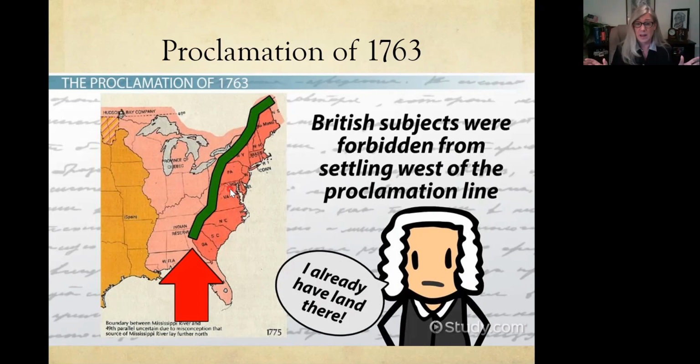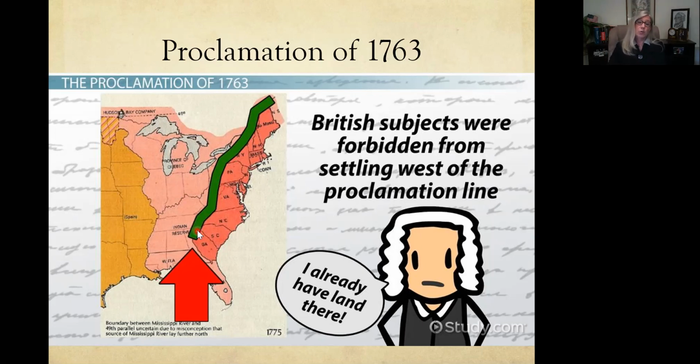They're furious. They believe it was because of them that the British have won. Why would they not be able to enjoy the spoils of victory or the land that was acquired in the war? How dare the British tell them this? So this is the first of a long series of conflicts or policies that come down by the British that will anger the colonists and head them on this path towards war.